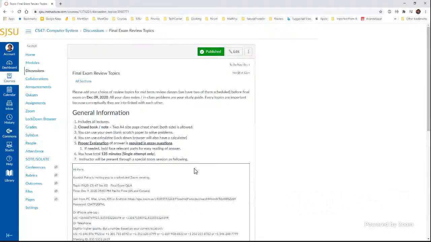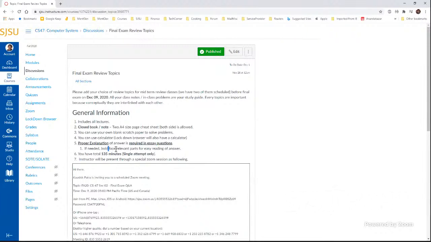The final is on December 9, and includes all the lectures. It is closed book, closed note, but you can use a 2-page A4 size cheat sheet, both sides allowed. I'm assuming one of them will be your midterm cheat sheet, the one-pager, and you take one more, but it's up to you. You can use your own blank scratch paper to solve the problems. You can use a calculator, and I have enabled the lockdown browser's scientific calculator, so you can use that too. You need to give proper explanation of the answer for the required essay questions.